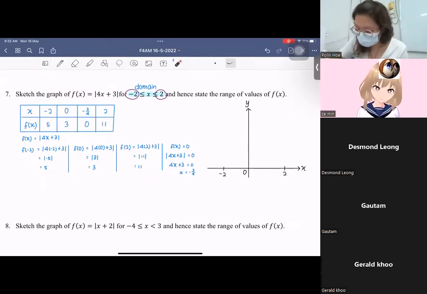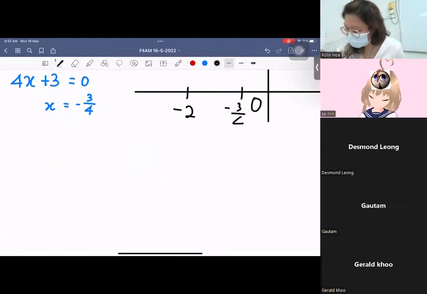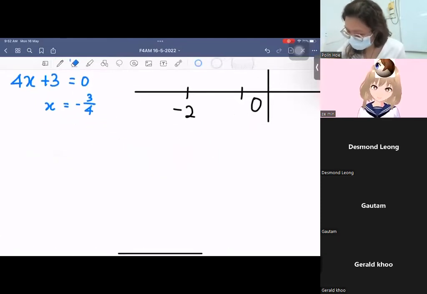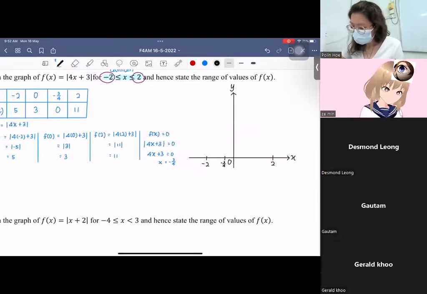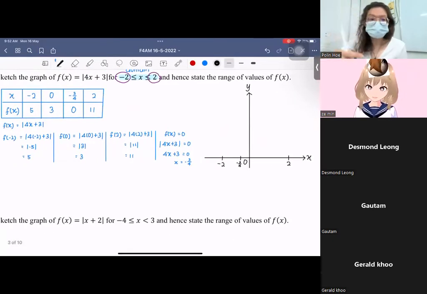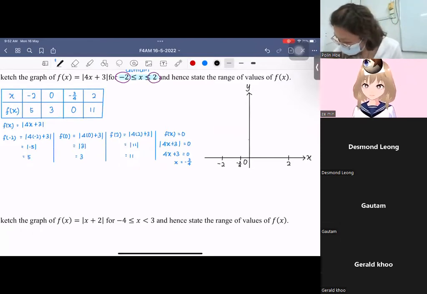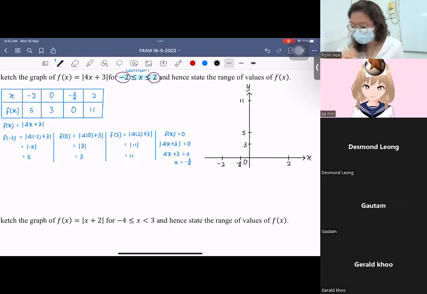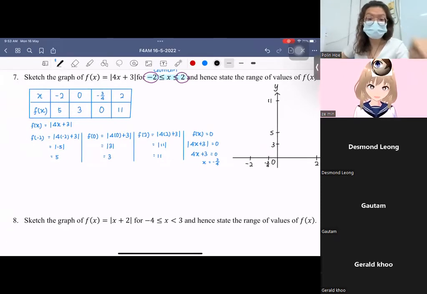So since this is sketch, I can just say this is -2 and this is 2. But do not forget we have this value, -3/4. Wait, so ugly. And then for my y-axis, I have 3, 5, and 11.